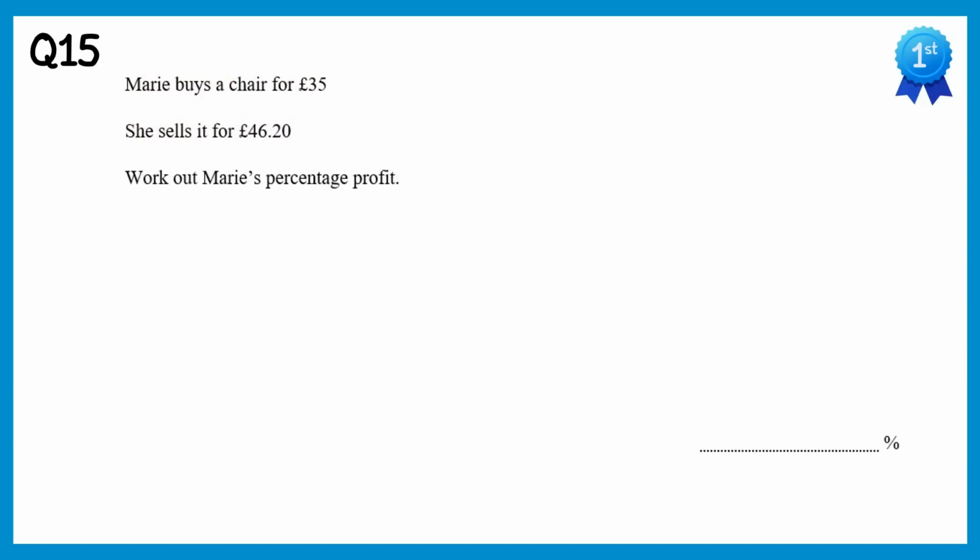In this question, we need to work out a percentage profit. We do that using the formula change divided by original times 100. So the change is how much the price has changed. So it was £35 and now it's £46.20.